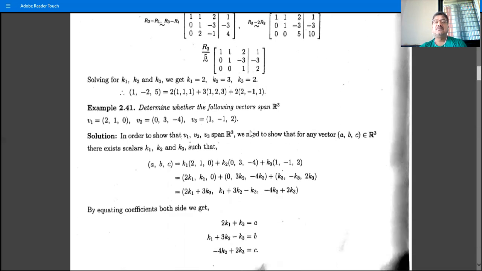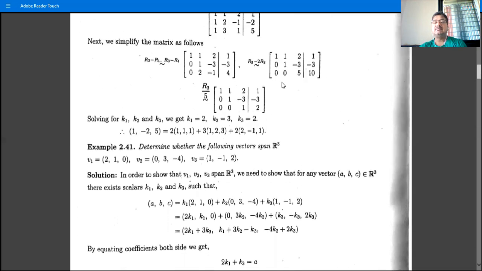Okay, so then we have to reduce this 5 to 1. So take the operation 1 by 5 R3, or R3 by 5. So we have 1 and here 2. And this is an echelon form. This matrix is in echelon form.